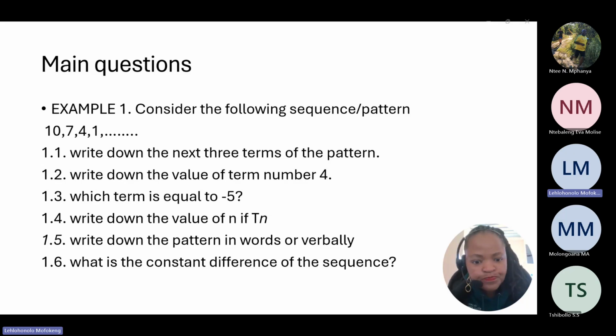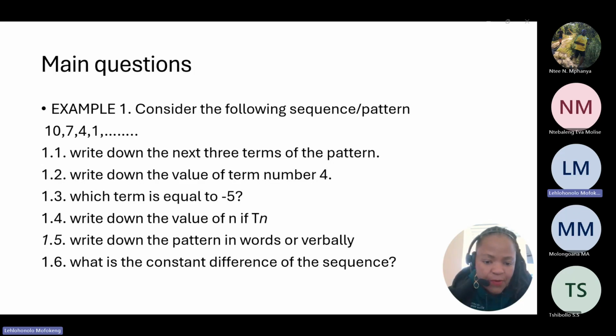That means here your constant difference is minus 3. So you say 10 minus 3 gives you 7. 7 minus 3 gives you 4. 4 minus 3 gives you 1. For the next 3 terms, you say 1 minus 3, which gives you minus 2. Then minus 2 minus 3 gives you minus 5. Then minus 5 minus 3 gives you minus 8 as the answer.